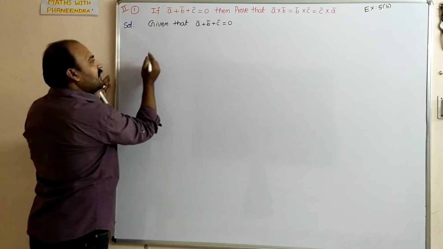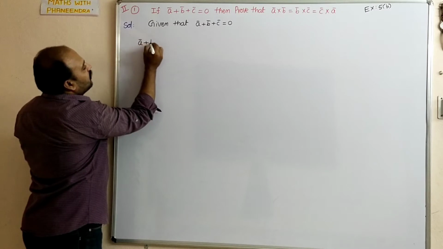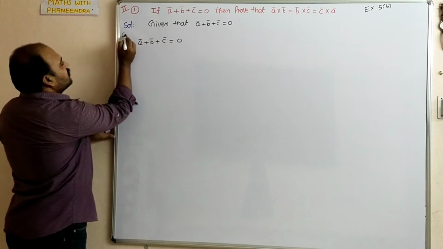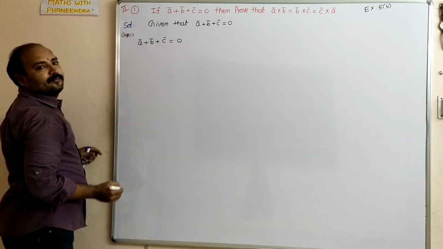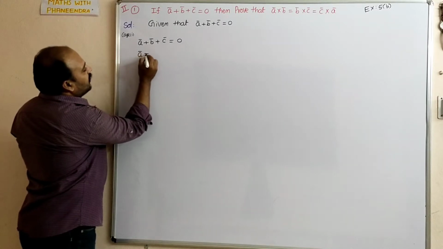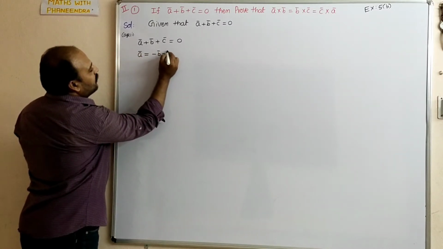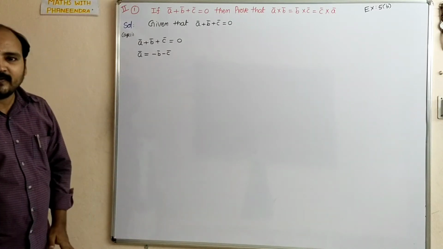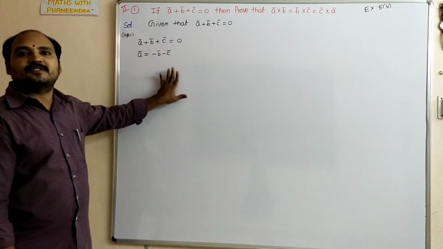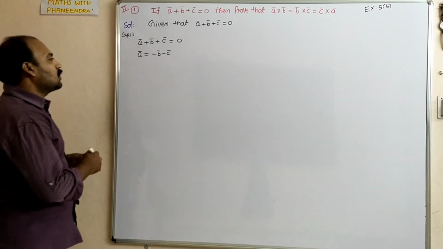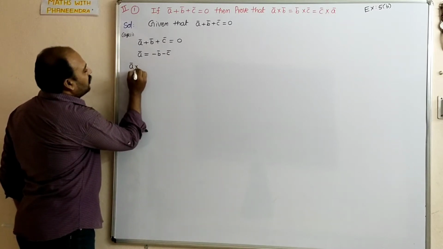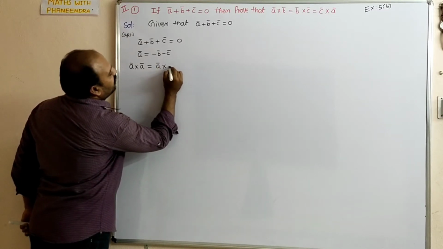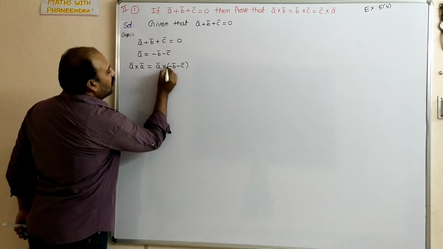So first consider the given condition in the first case. A bar plus b bar plus c bar equal to 0. In case 1, take a bar as the subject. A bar equals minus b bar minus c bar. In the LHS, a bar is there, so cross multiply on both sides with a bar. So, a bar cross a bar is equal to a bar cross minus b bar minus c bar.